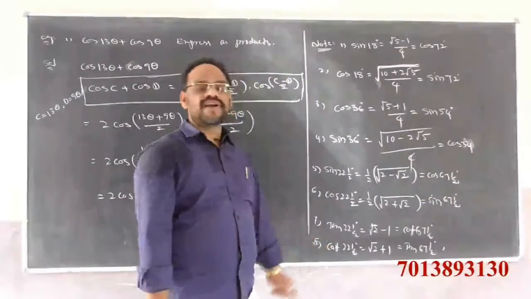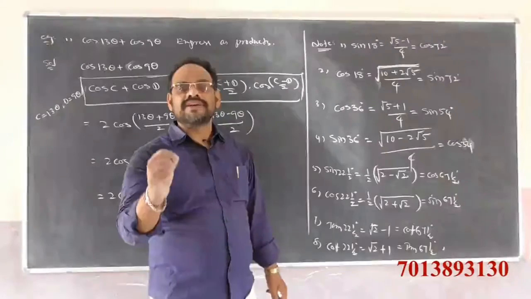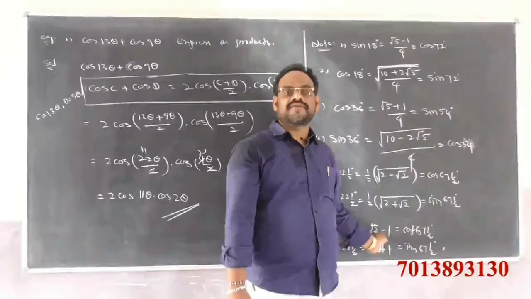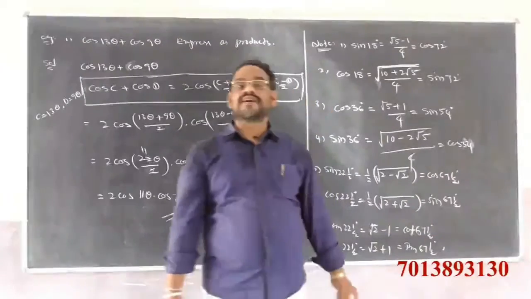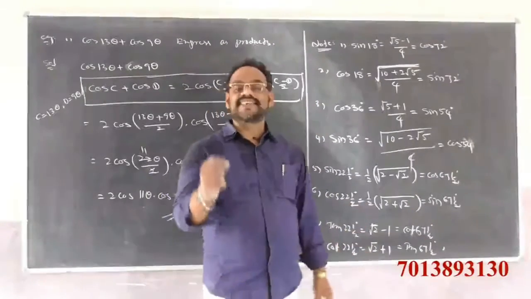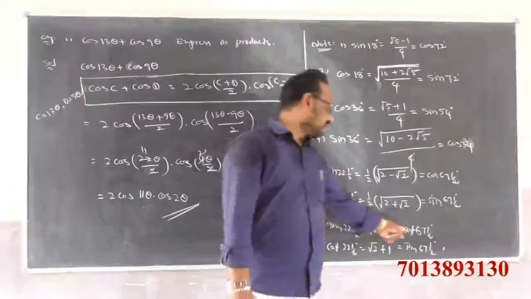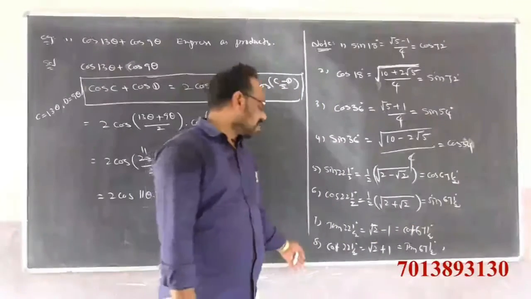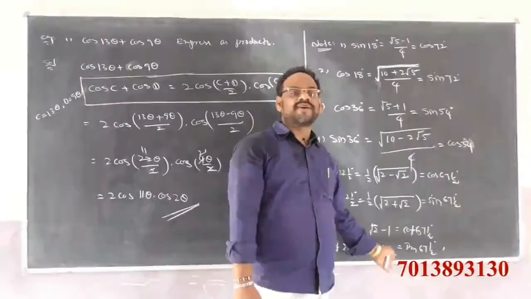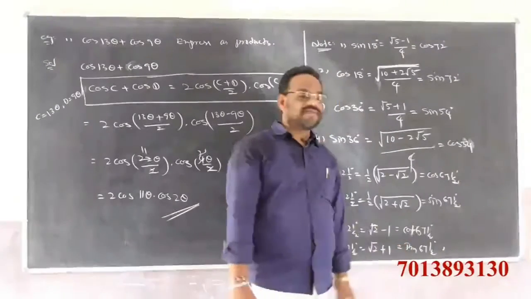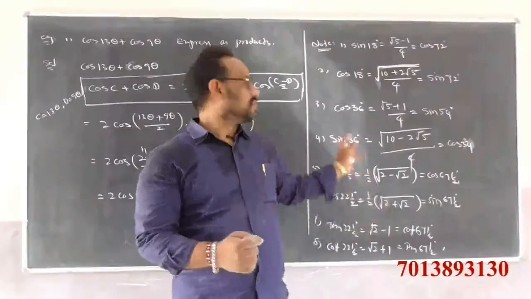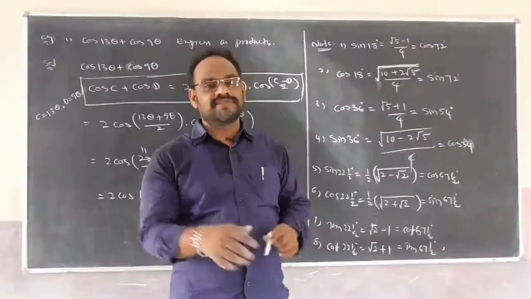Next, tan 22 and half degrees is nothing but square root of 2 minus 1, which is the same as cot 67 and half degrees. What is the value of cot 22 and half degrees? Cot 22 and half degrees is nothing but square root of 2 plus 1, which is the same as tan 67 and half degrees. This is also important in this chapter.